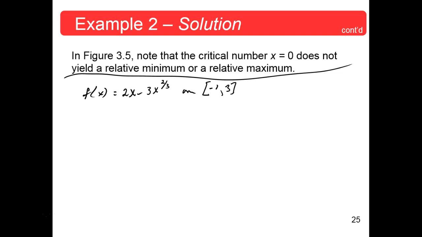Say again? Okay. Plug in the whole domain. Is that what you were saying? Please say no to that. The whole domain is an infinite number of plugins there. I don't have time for that. Which ones? The endpoints. Yeah, that sounds like a capital idea. Let's do that. Okay, so f of -1 would be, you tell me.